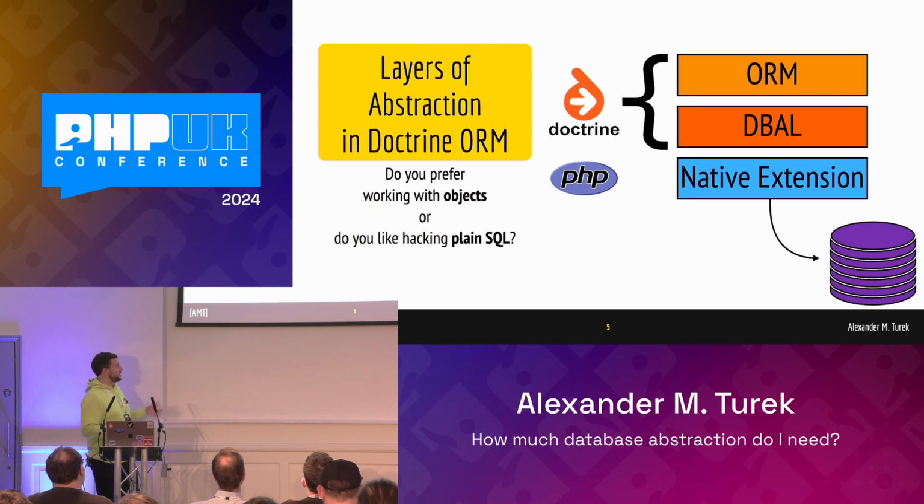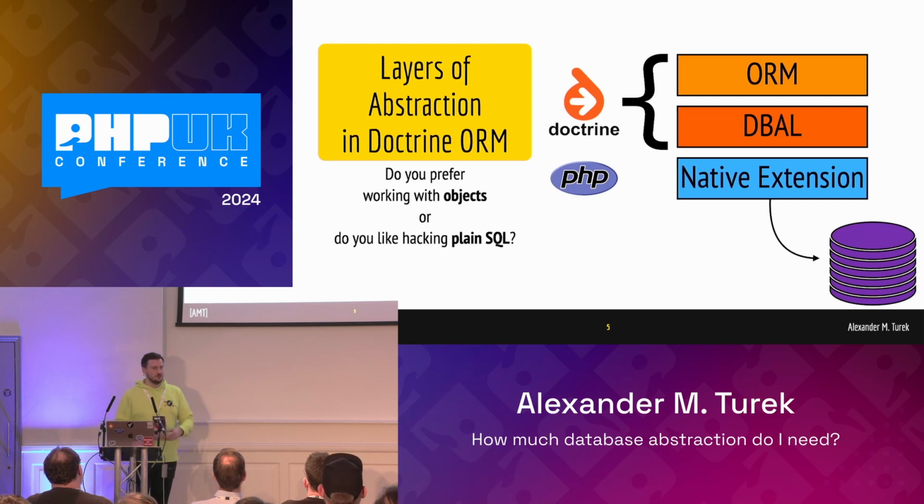The libraries I'm talking about today are the ORM on the one hand, and the other one is the DBAL, which is the database abstraction layer, which is below the ORM. If you're just using the ORM by now, you might have encountered it because you can ask the entity manager for the database connection, and what you actually get is the connection of the database abstraction layer, the DBAL. And below the DBAL, we have the native extension for your favorite database, which is usually a C extension compiled into PHP or compiled as a PHP module.